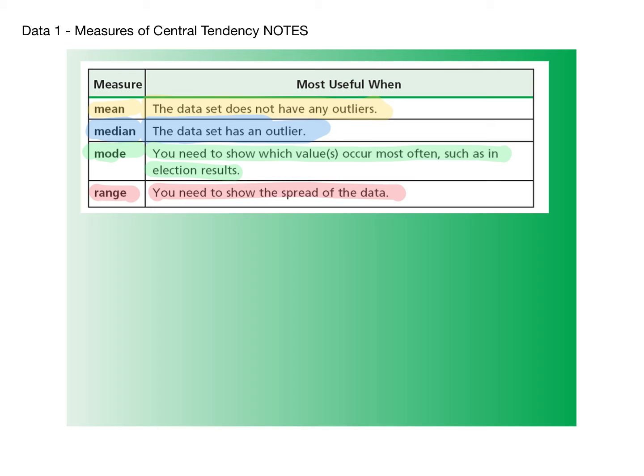Like this class's test scores ranged by 20 points, so we had people all over the board. But maybe my other class, their scores only ranged by 4 points. They were all kind of on the same page. They all kind of understood it equally.